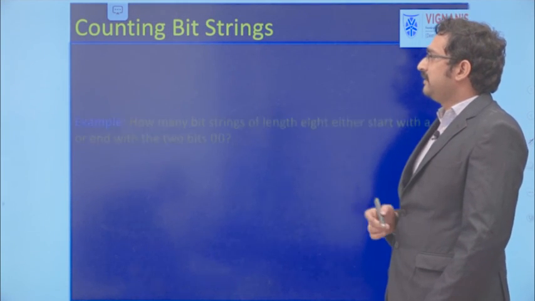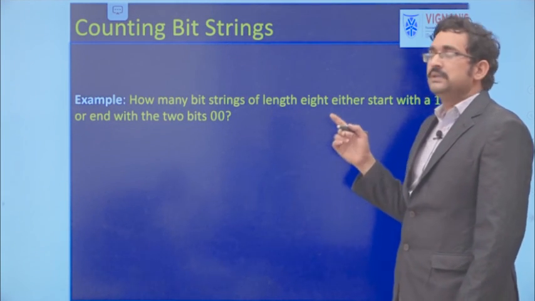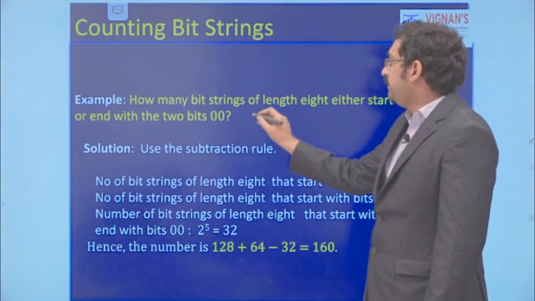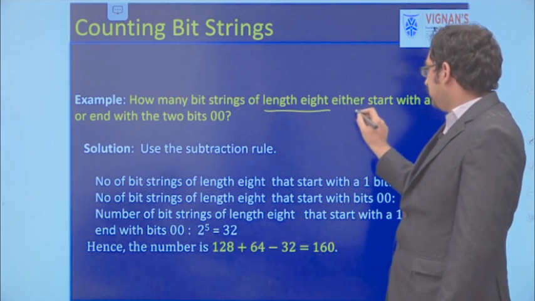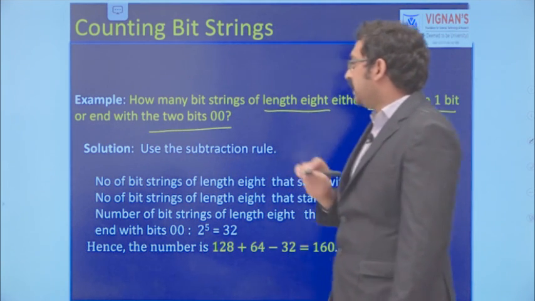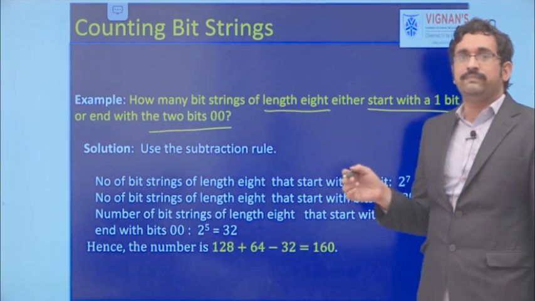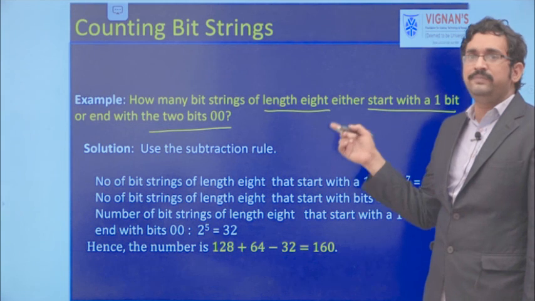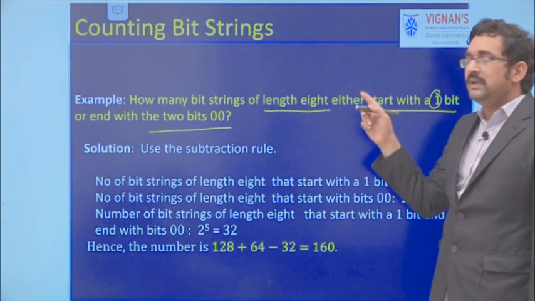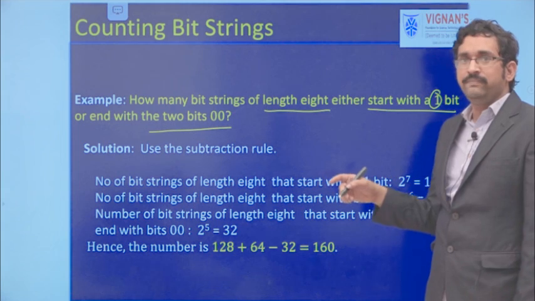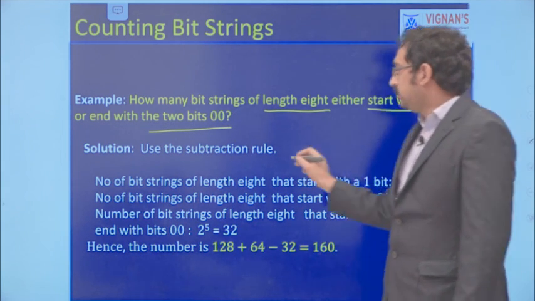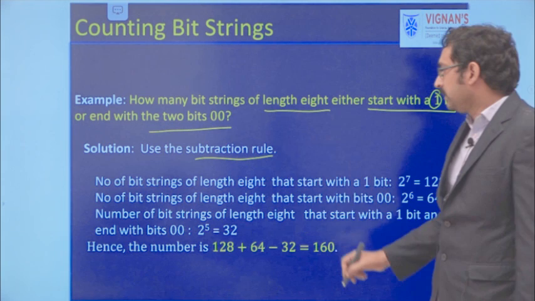This principle of inclusion and exclusion will be used to find counting of bit strings. See the first problem: how many bit strings of length 8 either start with a 1 bit or end with 2 consecutive zeros? So we have to find the number of bit strings which start with 1 or must end with 2 consecutive zeros, and the bit string length should be 8. For this, we can apply the subtraction rule.